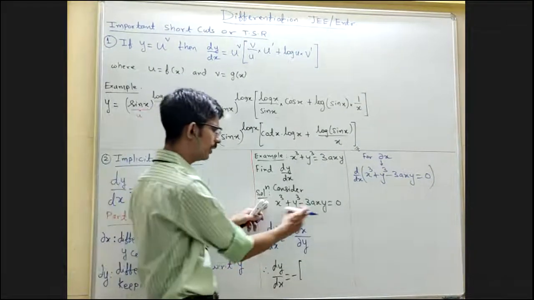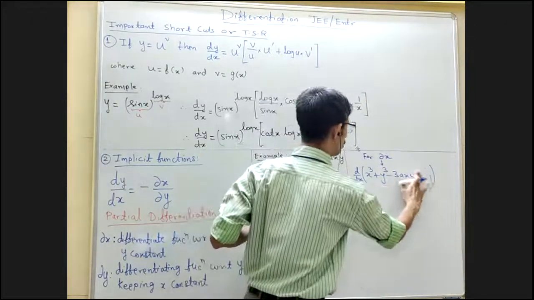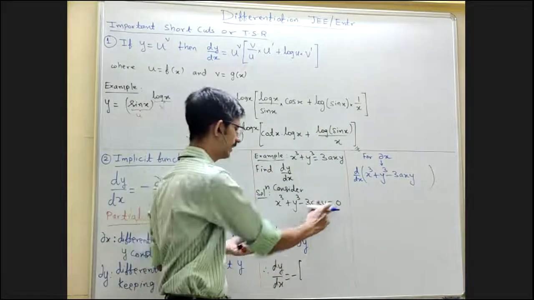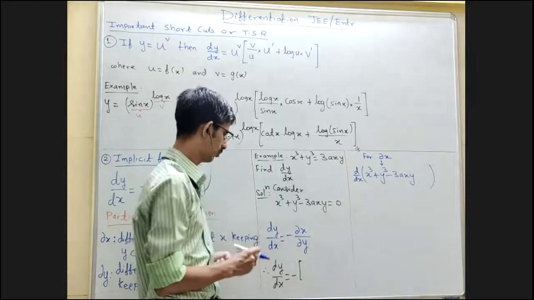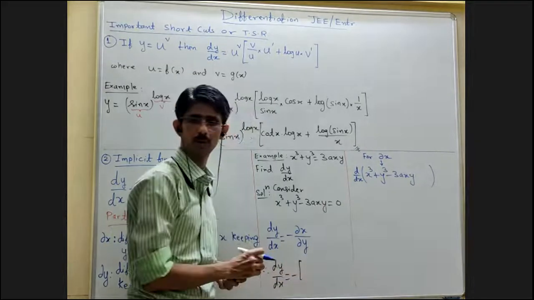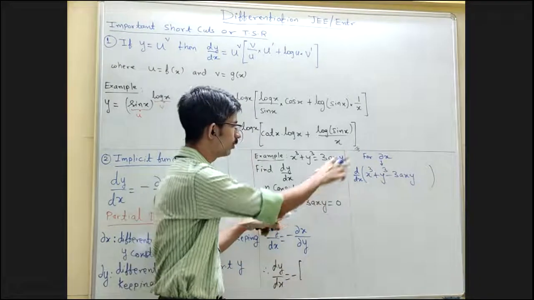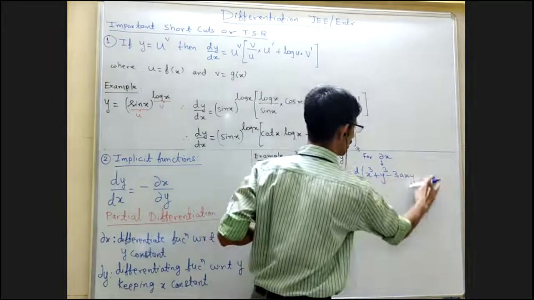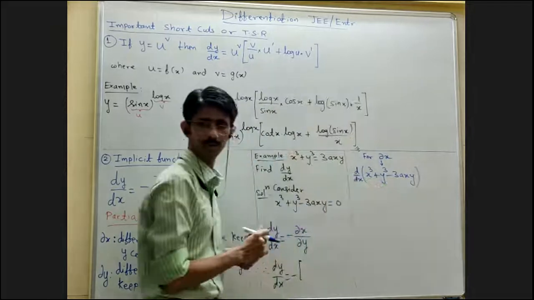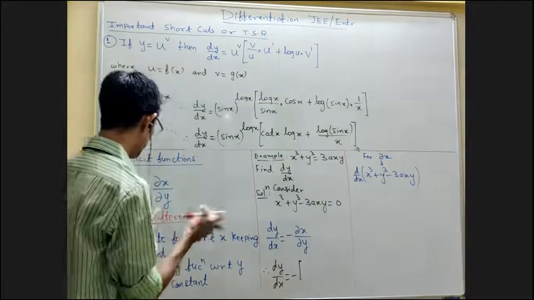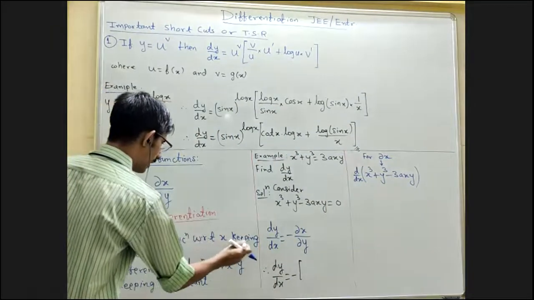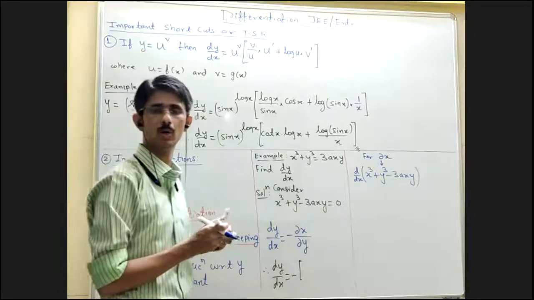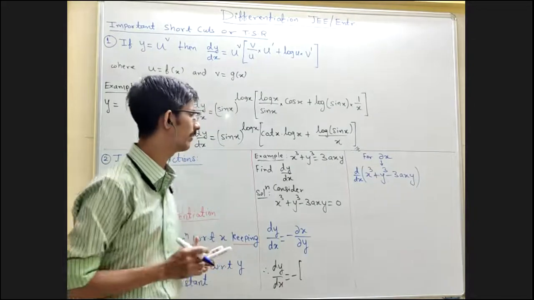Now writing equal to 0 is of no use, because this is only the function. We have to take the derivative of the left hand side. The right hand side is already 0, so we don't need it here. We don't include that equal to 0. We are supposed to find the derivative of this function with respect to x. But what is important is to differentiate with respect to x keeping y constant. We are going to assume y as constant.